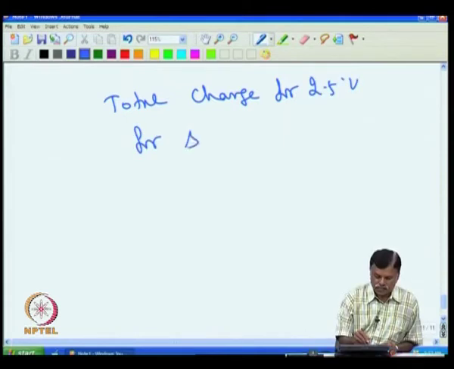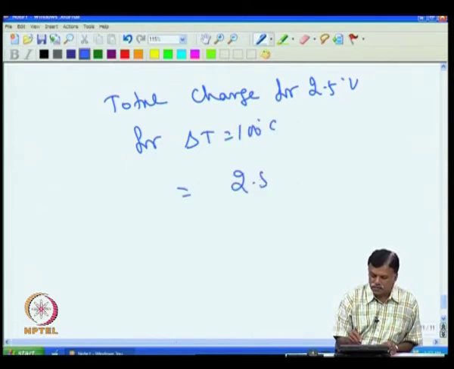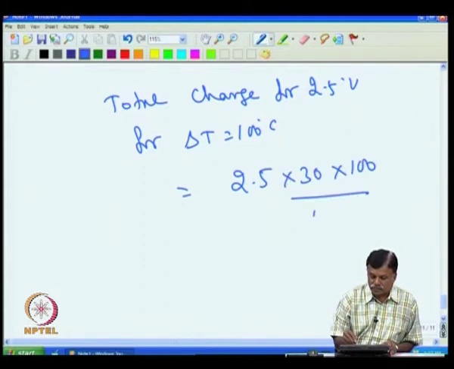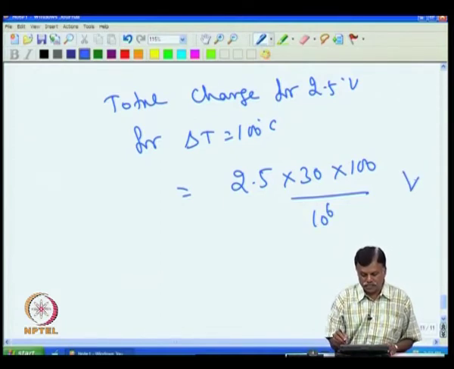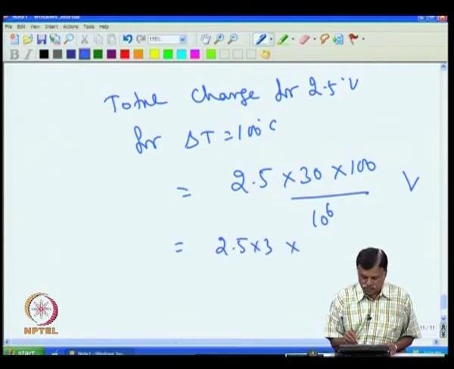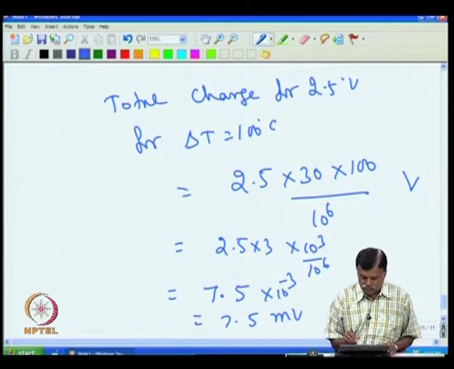For 100 degree, delta T is equal to 100 degree C, that is actually given by 2.5 into 30 ppm and the temperature of 100, and per ppm I put 10 power 6. That is the expected voltage change for 100 degree temperature change. That actually works out to be 2.5 into 3 into 10 power 3 divided by 10 power 6, that will be 7.5 into 10 power minus 3, that is equal to 7.5 millivolt.